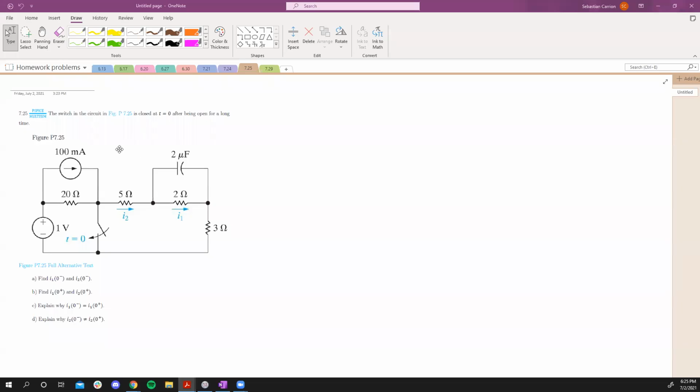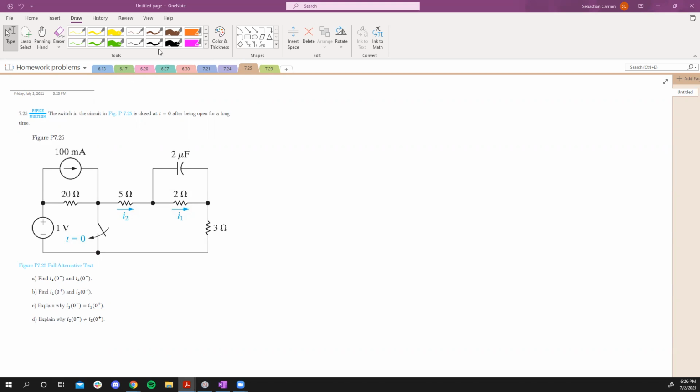Okay, problem 7.25 says the switch in the circuit is closed at time equals 0 after being open for a long time. So it wants us to find the currents I1 and I2 at time 0 minus, which means on the negative portion of time, before the switch, and then 0 plus, immediately after the switch. So I would think about these as immediately before and immediately after.